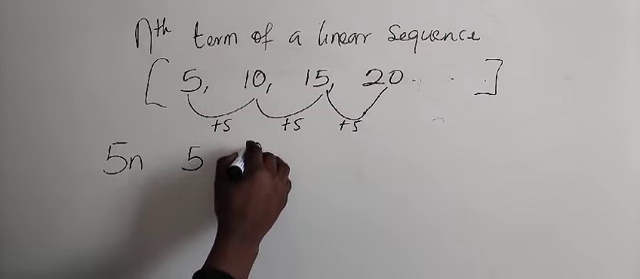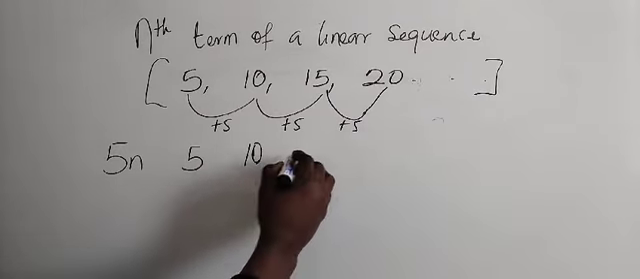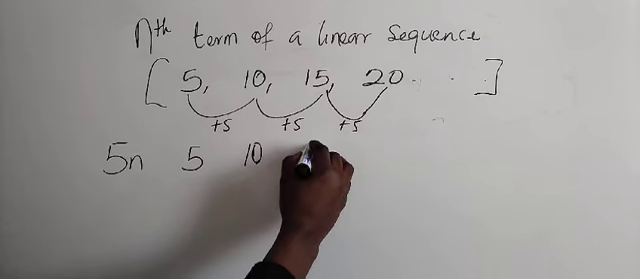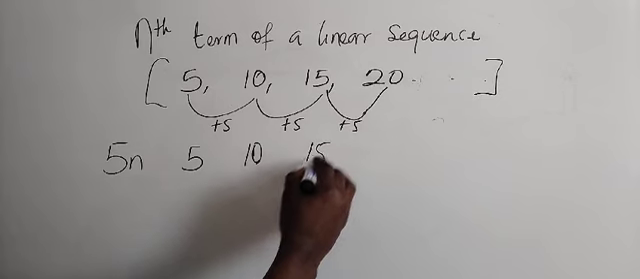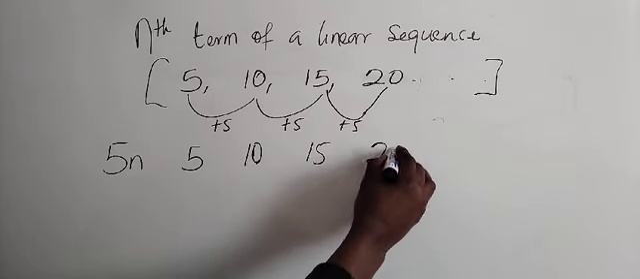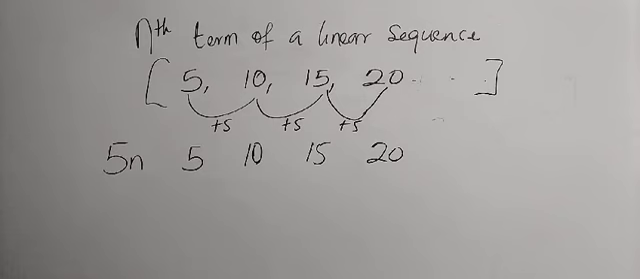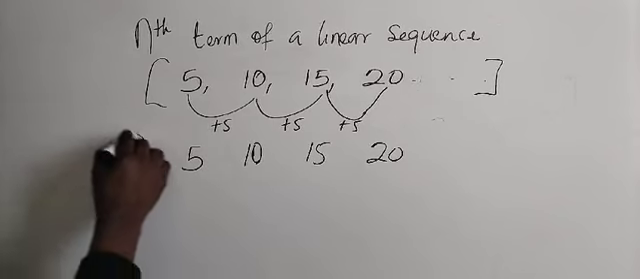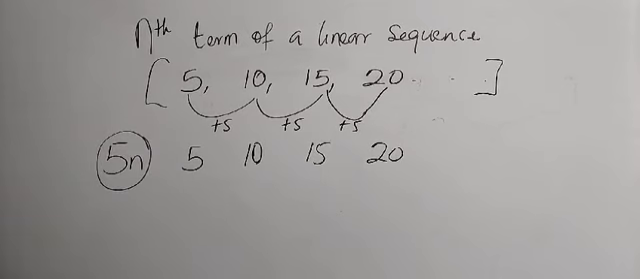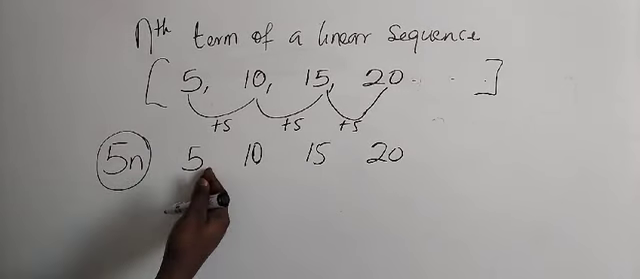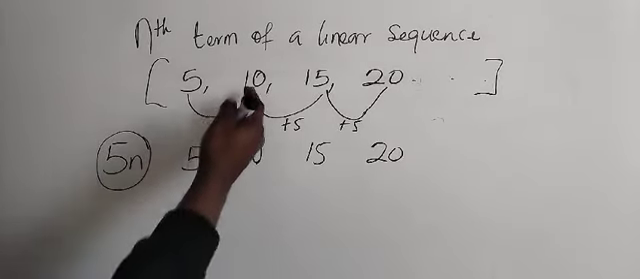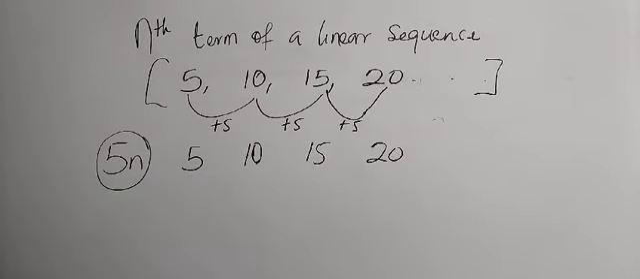And 5 times 3 gives 15, and 5 times 4 gives 20. So now our nth term is 5n. That is 5 multiplied by 1 gives 5, 5 multiplied by 2 gives 10, 5 multiplied by 3 gives 15, and so on.